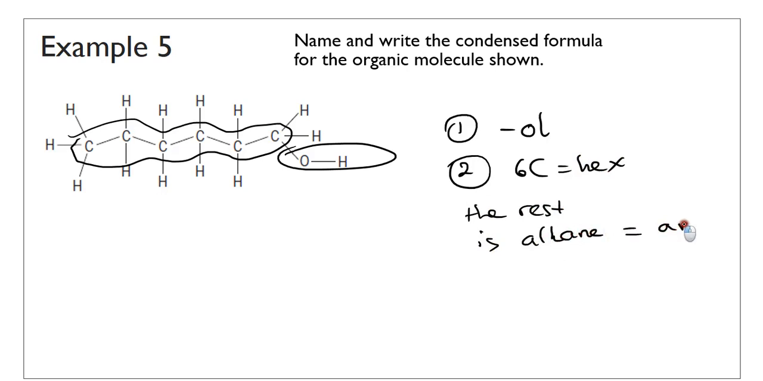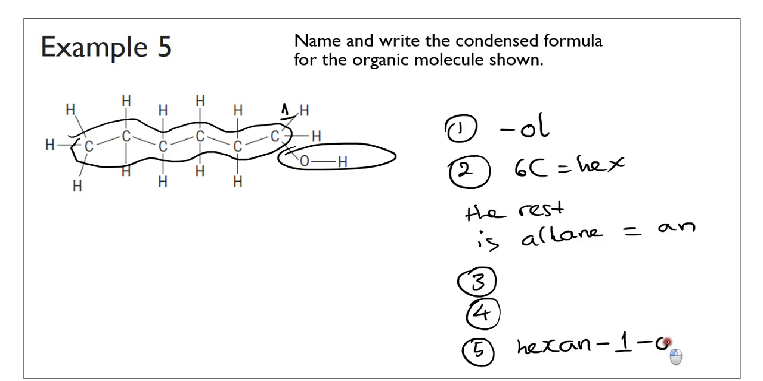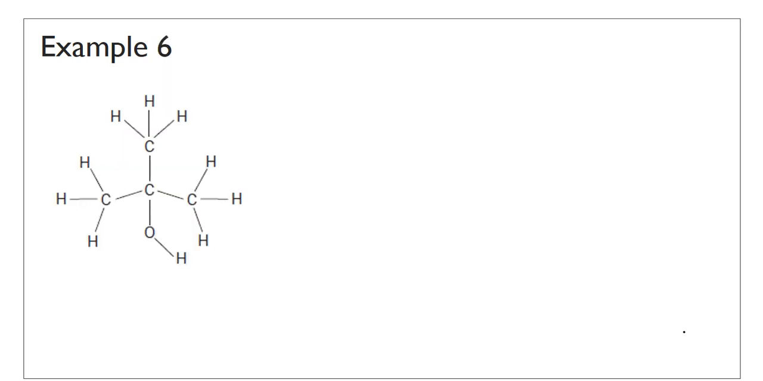So AN. No branching so far, but you do need to indicate the position of the hydroxyl group in this case because it can be here or here or here. Well, the other 3 would just be the same. So it is on carbon 1. You always start numbering from the end closest to the functional group. And then name, hex, 6 carbon, AN, the rest is alkane. And 1, so the alcohol is on carbon 1, OL. Hexan-1-ol. Don't say hexanol. Hexan-1-ol is more accurate.